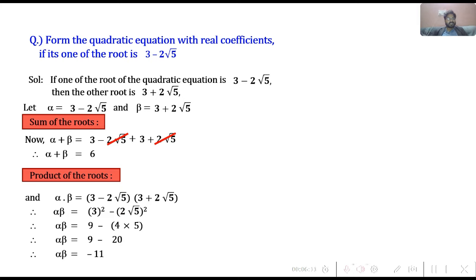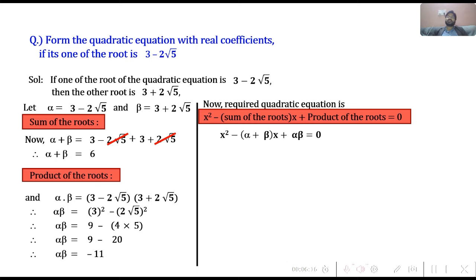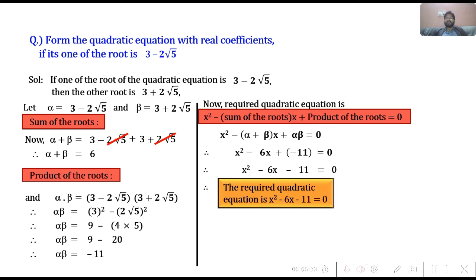We have alpha plus beta and alpha beta. Now using the formula x square minus sum of roots x plus product of roots is equal to 0, where the product of roots is minus 11. So x square minus 6x minus 11 is equal to 0 is the quadratic equation.